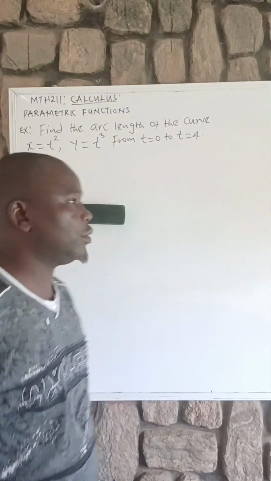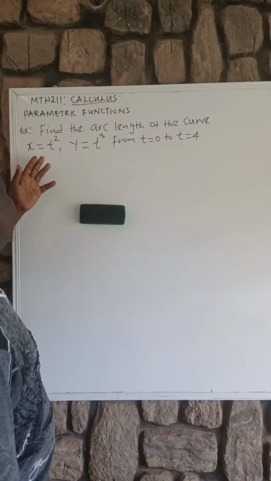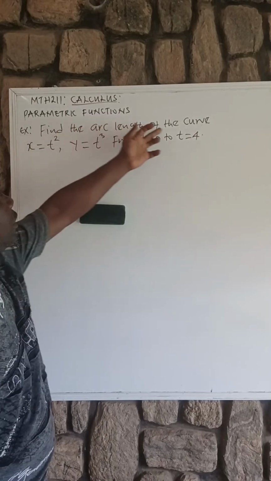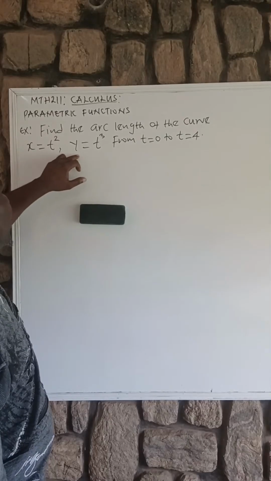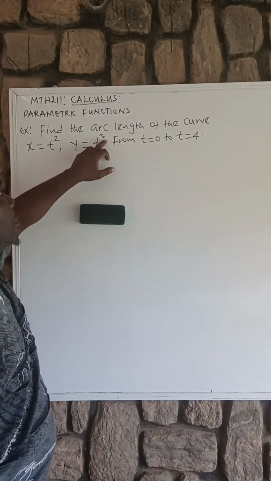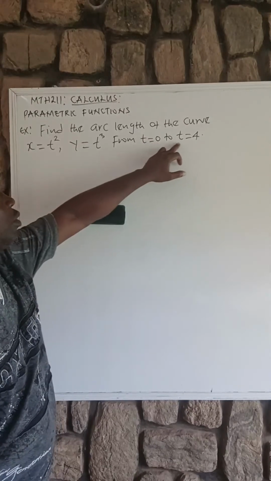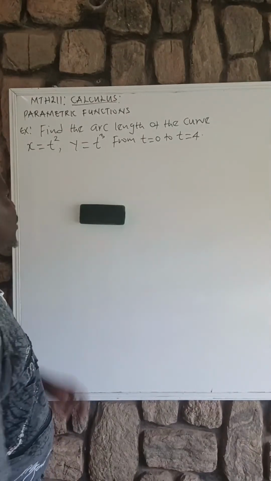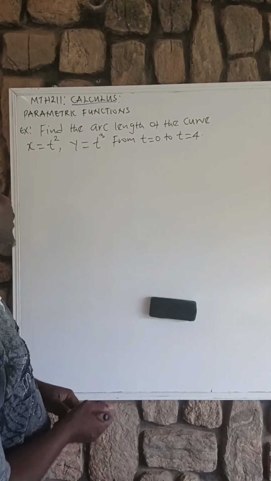It's okay. Let's go. Here is the question. Question says, find the arc length of the curve x equals t squared, y equals t raised to the power 3 from t equals 0 to t equals 4. So I'm going to explain this one after the other.